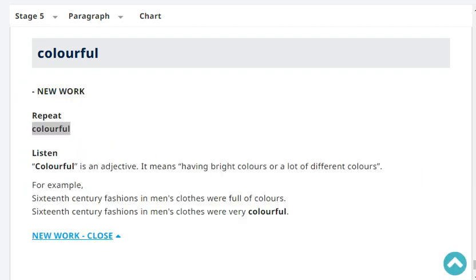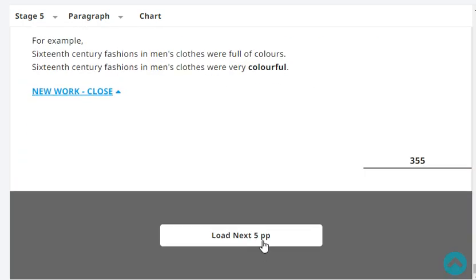Okay, listen. Colorful is an adjective. It means having bright colors or a lot of different colors. For example, 16th century fashion in men's clothes was full of colors, or 16th century fashion in men's clothes was very colorful. Let's practice.